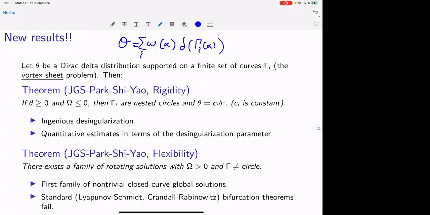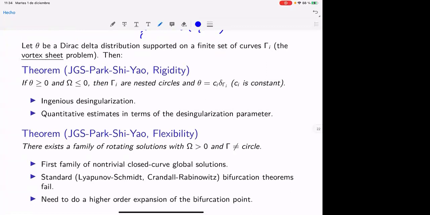And in order to prove this, what we have to do is desingularize the vortex sheet and convert it into a very thin patch, then prove quantitative estimates there depending on the width of the desingularization, and send the desingularization to zero. So that's how we do it. And there is also the counterpart of this theorem, namely that if omega is allowed to be positive, then we can find non-trivial rotating solutions on a curve, which is not a circle.